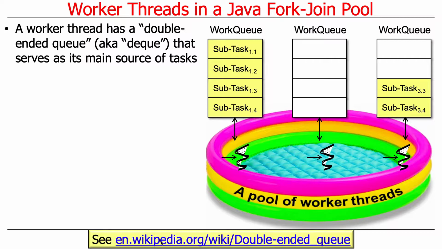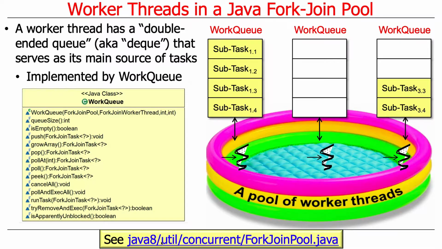And each worker thread has this double-ended queue, which is called a deque, that serves as its main source of tasks, above and beyond this other shared queue that's used to get non-fork join tasks into the fork join pool in the first place. So once things are in there, then these work queues or deques are what's used henceforth. The deques are implemented by something called WorkQueue, which is a Java class that's nested inside of the fork join pool. I won't go through this in detail, but I will point out a couple of methods that are important. Push and pop are really important, and poll is also very important. There are other things here that do other stuff, but those are some of the key methods.